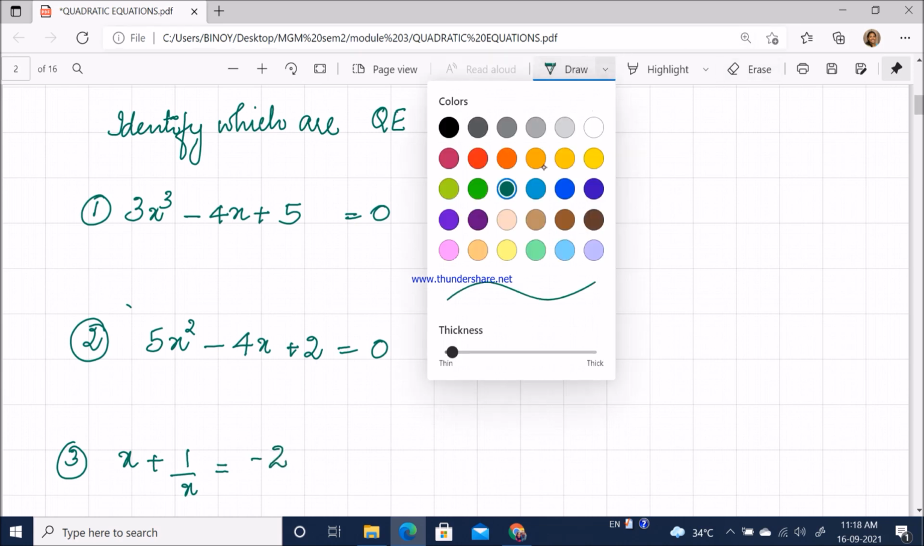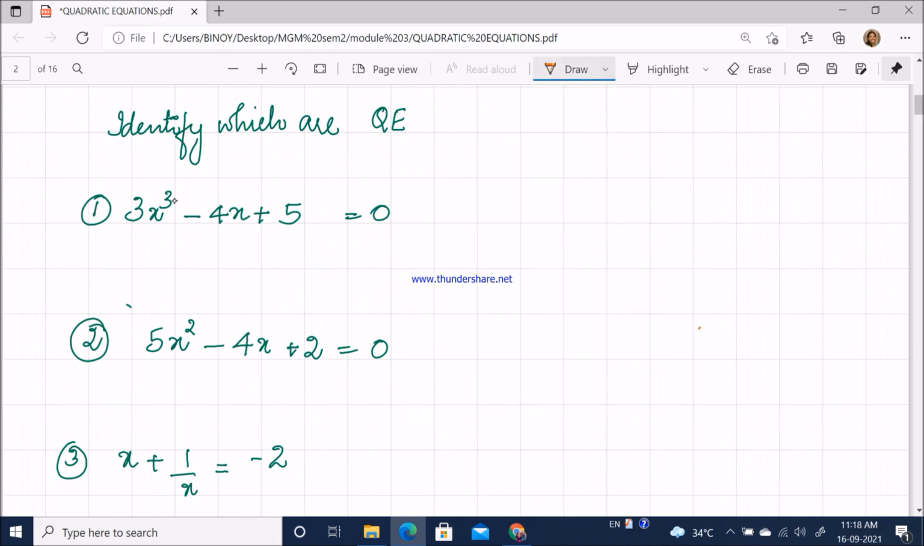So how do we identify whether a particular expression is a quadratic equation or not? Let's find the highest power of the variable. The highest power of the variable in the first is 3, so the degree is 3. So it's not a quadratic equation. In the second, the highest power of the variable is 2, so the degree is 2. So it's a quadratic equation.